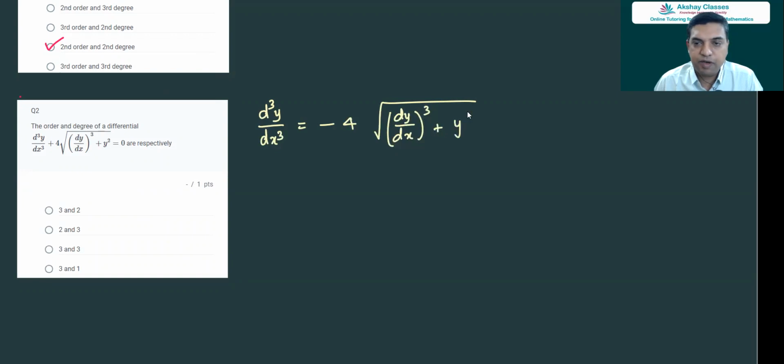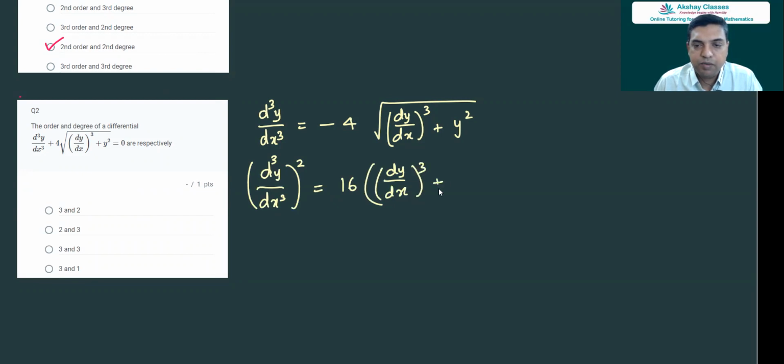So that means this is to the power half. So we can square it. When we square, we get 16 times dy by dx, the whole cube, plus y square. Now this is in the form of polynomial and derivatives. The highest order is 3, and the power of the highest order derivative is 2. So the order is 3 and the degree is 2.